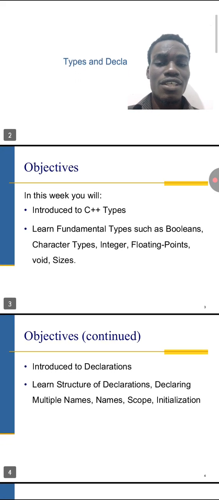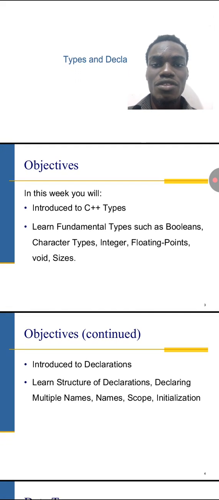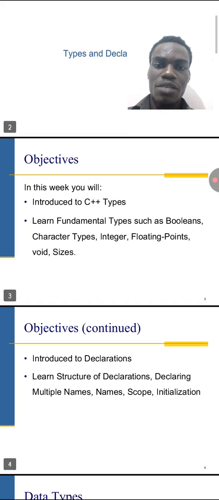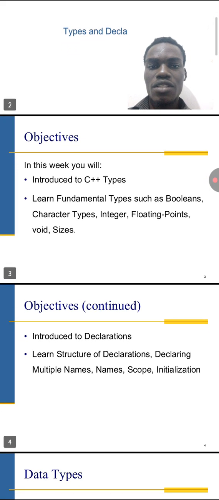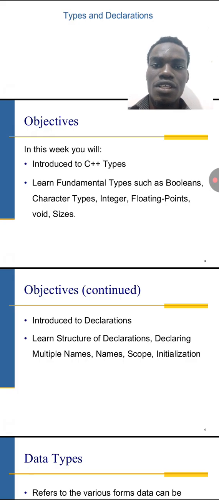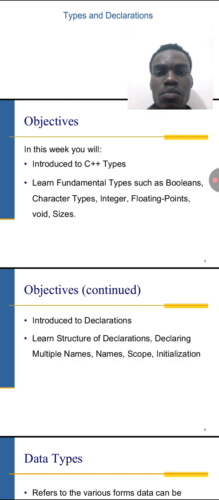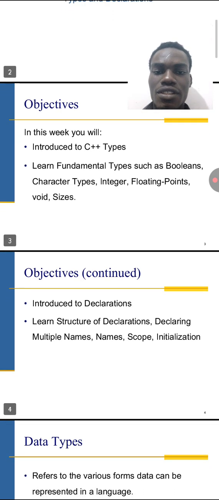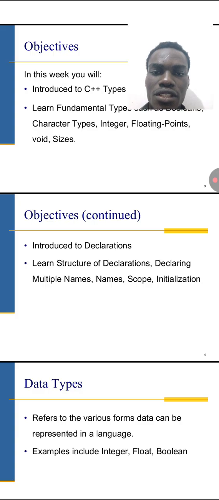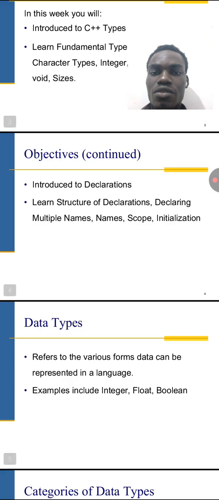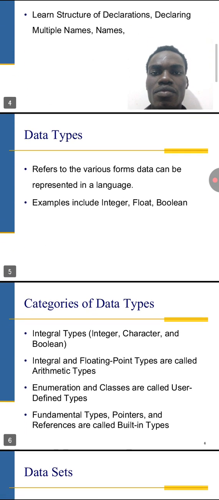I'm Kenny, and in today's session we are going to continue with C++. Let's look at the objectives for today, where I'll be introducing you to C++ types. You'll be learning the fundamental types such as booleans, character types, integer, floating point, void, and sizes. I'll also introduce you to declarations. You'll learn the structure of declarations, declaring multiple names, scope, and initialization, and how to initialize them.